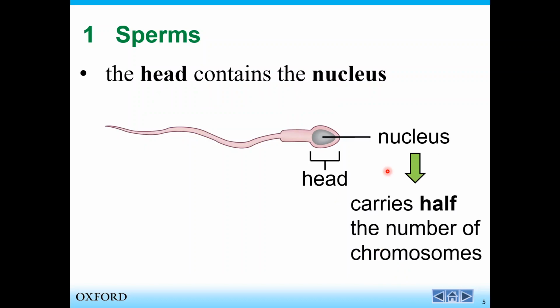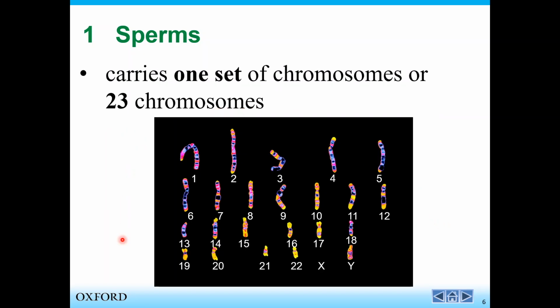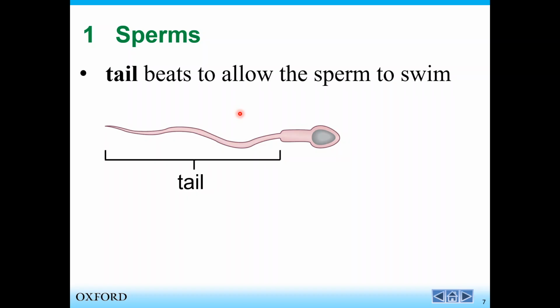So what does the head contain? The head contains a nucleus. The nucleus carries half the number of chromosomes. So what are chromosomes? Chromosomes are like this. Every human, every animal, and plant has chromosomes. And humans have 23 pairs of chromosomes. Sperms carry one set. Okay? So what's the use of the tail? It's used to swim. So the sperm can swim. It means the sperm can move.